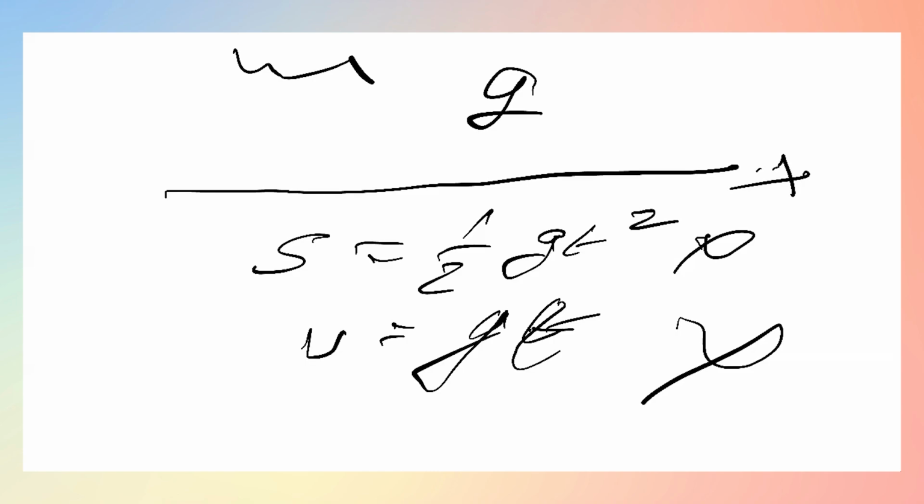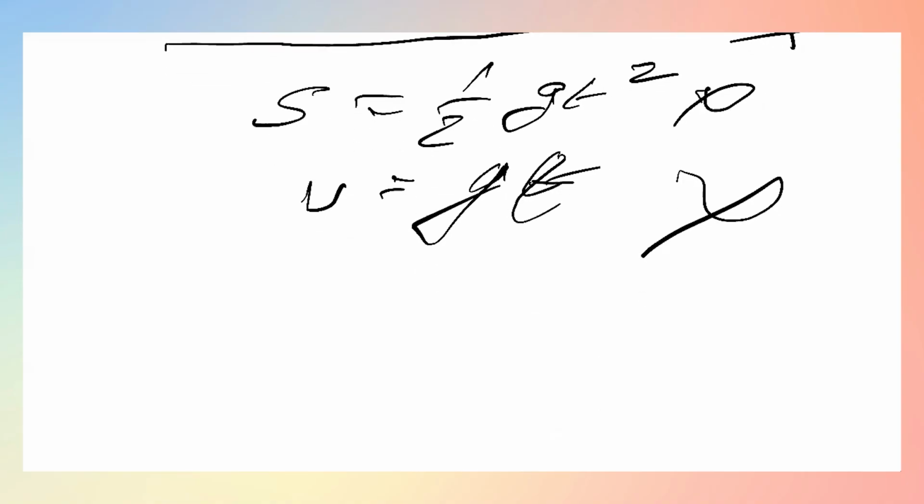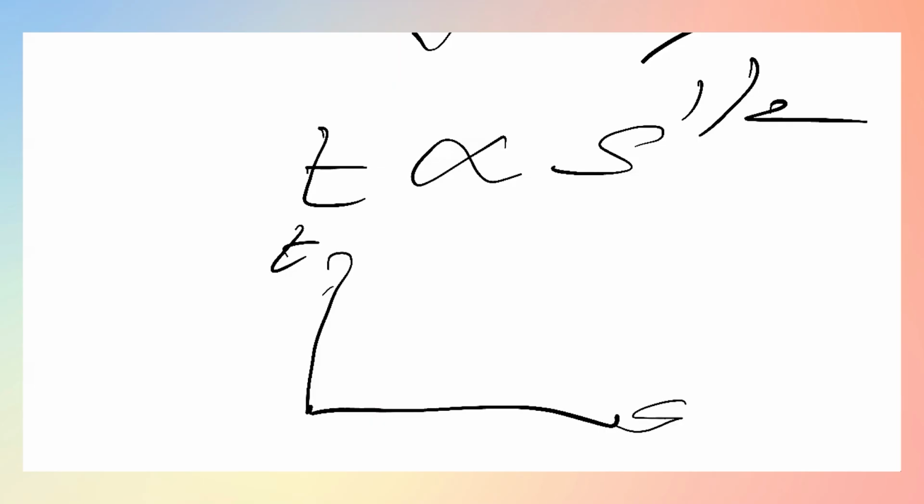Or you can write t going as s to the half. So you want to plot t going as s to the half. I want to plot t as a function of s, at s equal to 0, t equal to 0. So something like this. This is the opposite of a parabola.